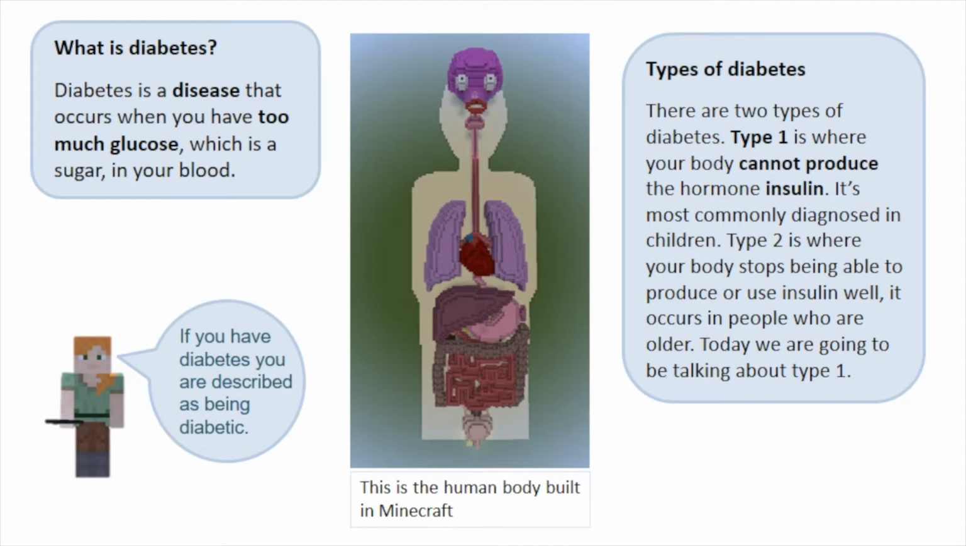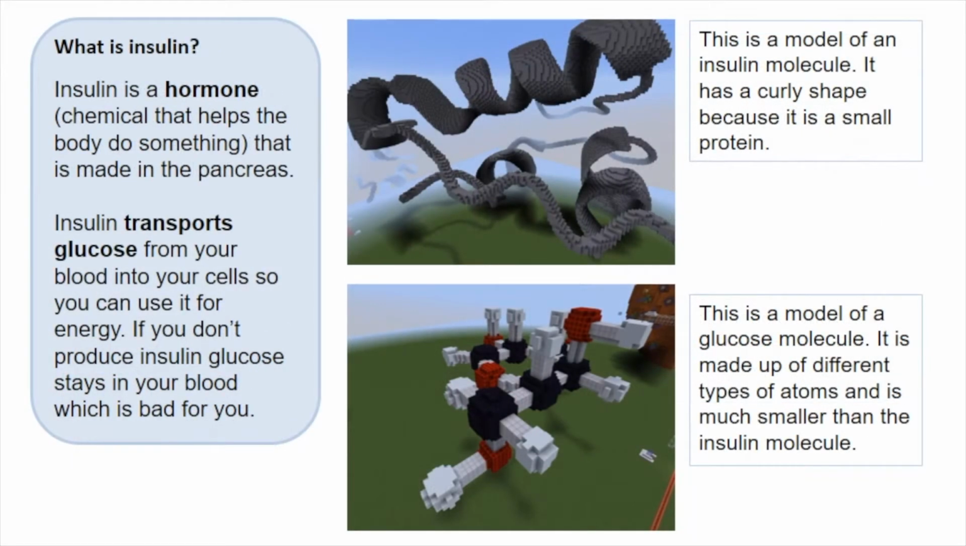Let's learn more about this hormone insulin. So what is insulin? Insulin is a hormone, a chemical that helps your body to do something, that is made in an organ of the body called the pancreas. Insulin transports glucose from your blood into your cells so that you can use it for energy. If you don't produce insulin, glucose stays in your blood, which is bad for you.